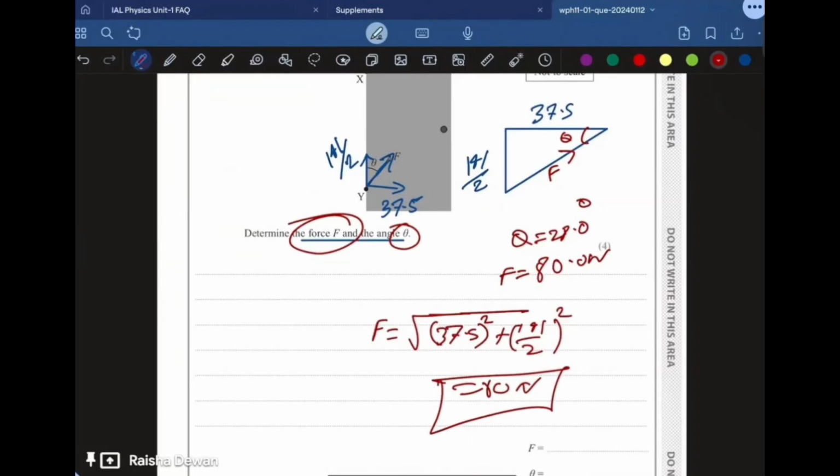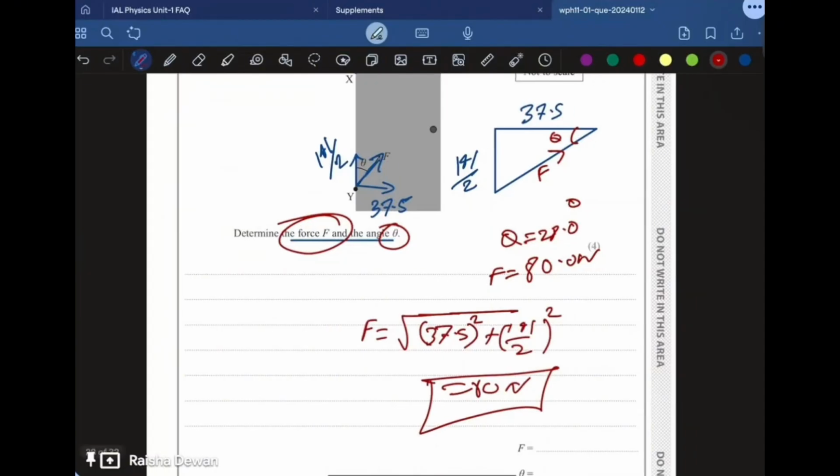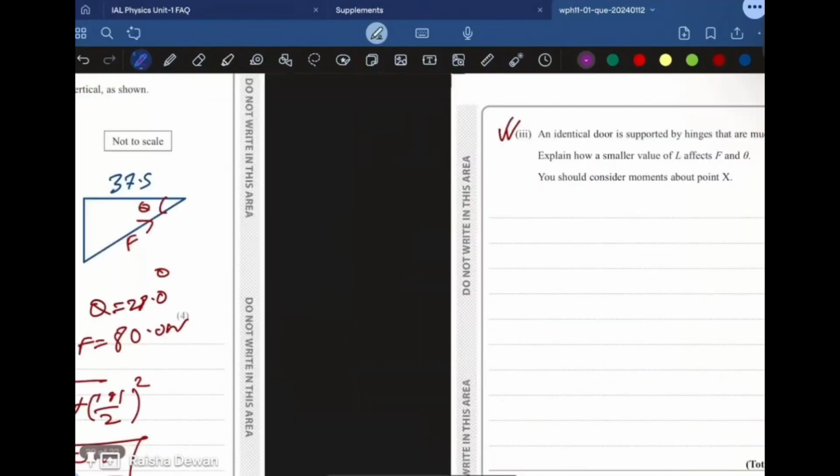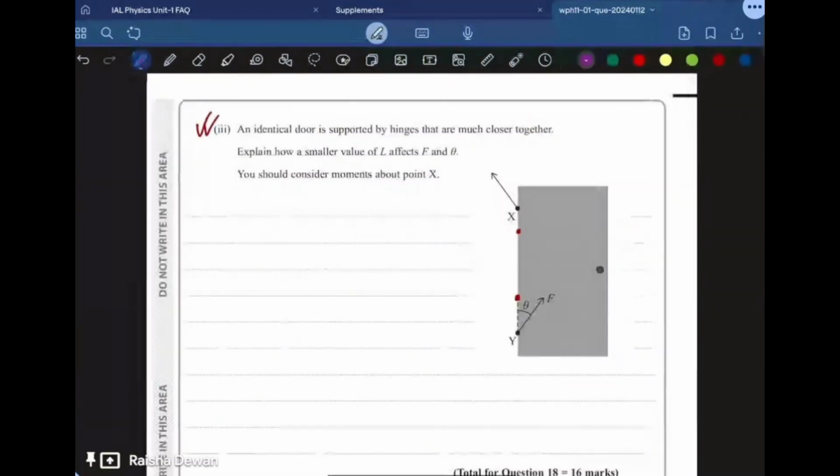And for theta, we know tan theta is equal to 37.5 divided by 141/2. So theta will be the tan inverse of this value. The reason behind this is that our tan theta value was FH/FV, right? This was the tan theta value. Now let's go through these answers. Here, an identical door is supported by hinges that are much closer together. Explain how a smaller value of L affects F and theta.